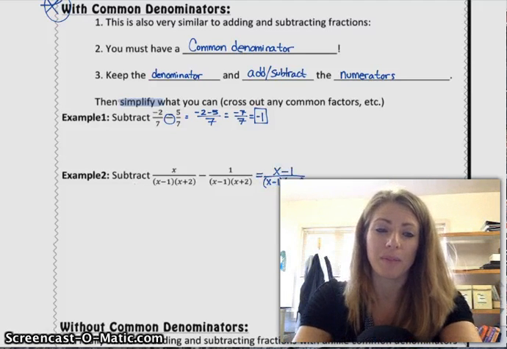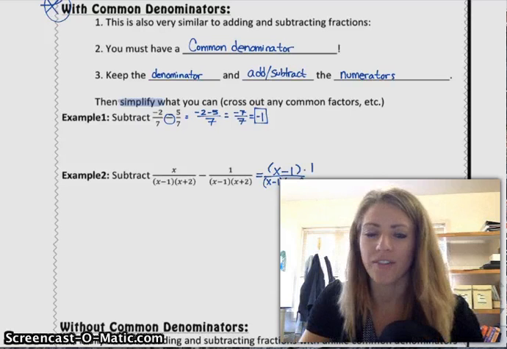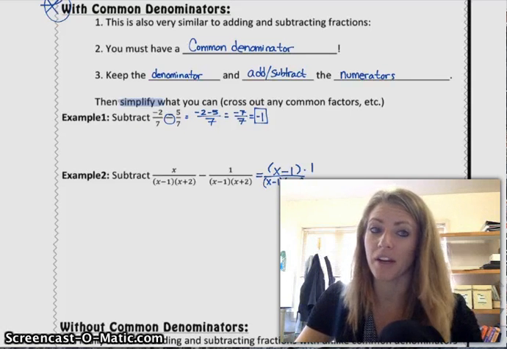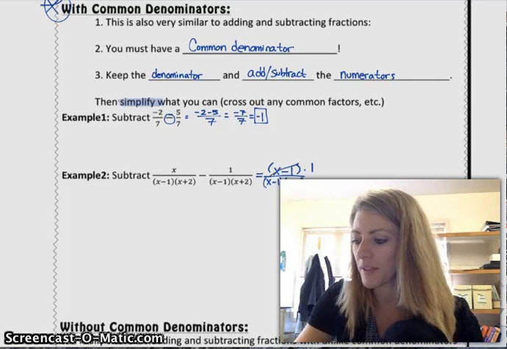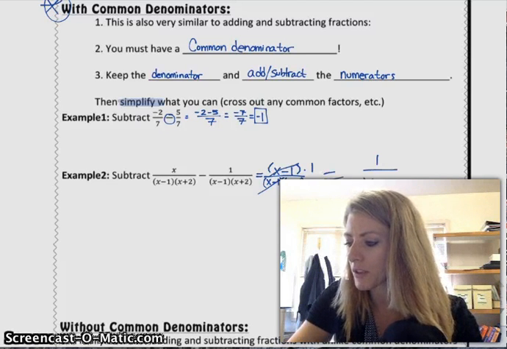Here's where the simplifying comes into play. That x minus 1 is like x minus 1 times 1. And so, since I have an x minus 1 in the numerator and denominator, I can cancel them out. So I've got x minus 1, and I'm left with a 1 over x plus 2.